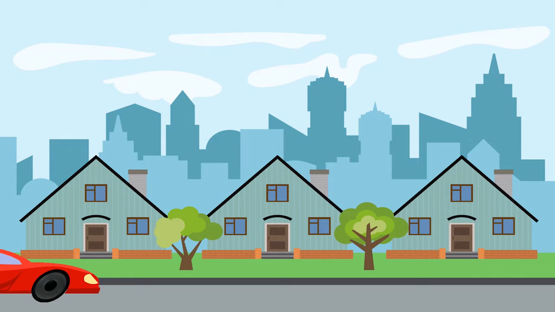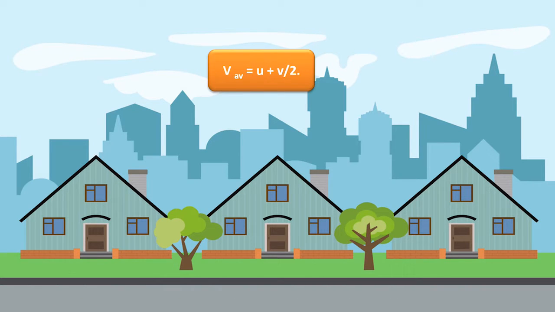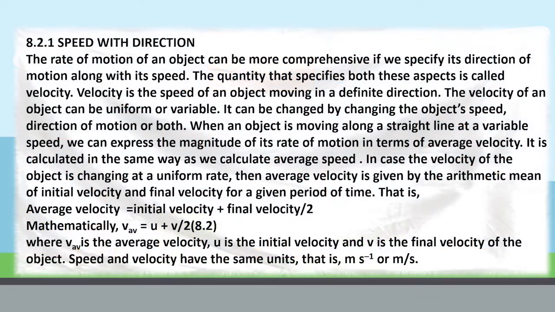The rate of motion of an object can be compared if its direction and speed both are stated, and the quantity that specifies both speed and direction is known as velocity. Velocity is the speed of an object moving in a definite direction. It can be uniform or variable. We can change it by changing the speed, direction of motion, or both of the object. For example, a car is moving along a straight line with a variable speed. The magnitude of its rate of motion can be expressed in terms of average velocity. It is calculated as we calculate the average speed, that is, total distance travelled by total time taken.